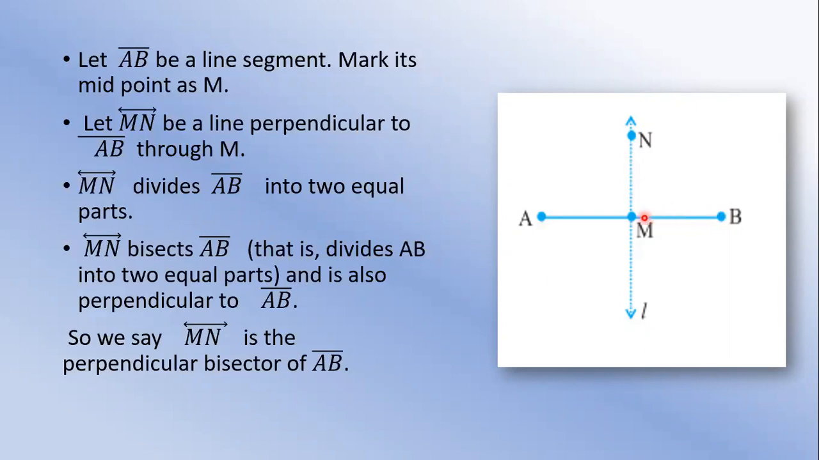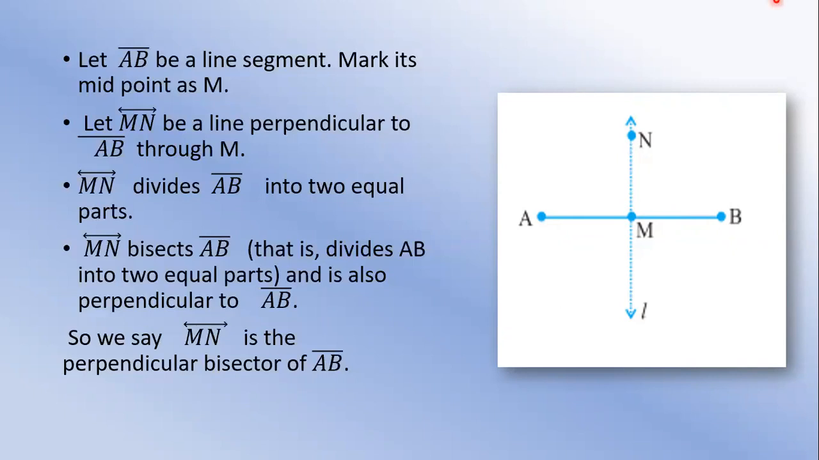So we can say that line MN is the bisector of line segment AB. Line NM is the bisector. Bisector means the line that divides into two equal parts. NM divides line segment AB into two equal parts. And NM is also the perpendicular line.